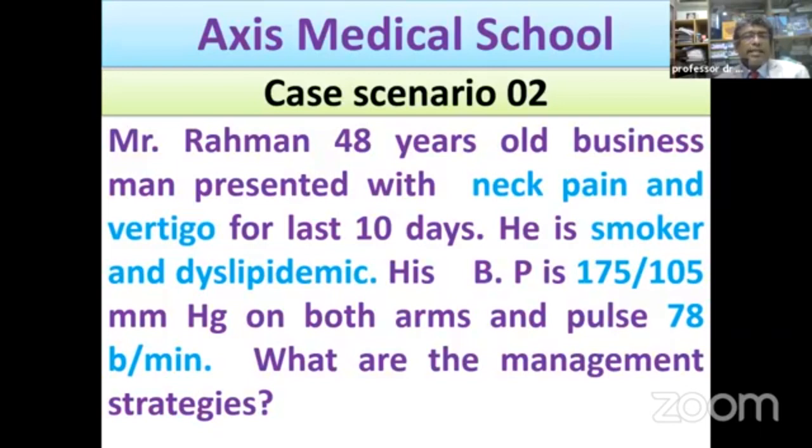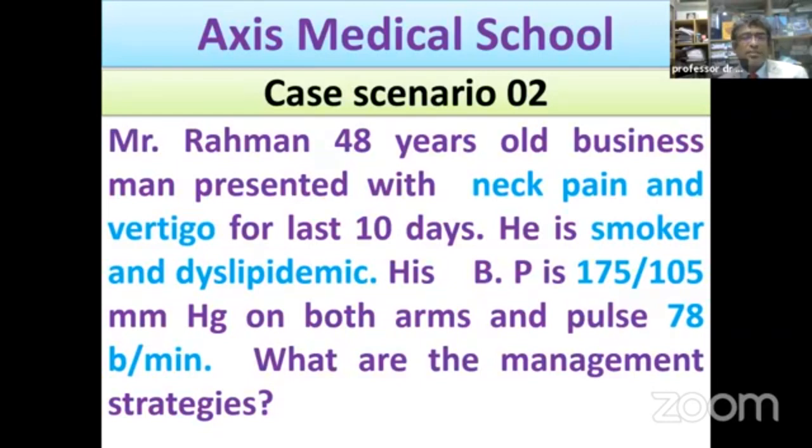So our case scenario was Mr. X, 48 years old, presented with neck pain and vertigo for the last 10 days. He's a smoker and dyslipidemic. His blood pressure is 175 over 105 millimeter mercury on both arms, and pulse 78 beats per minute. What is the management strategy?